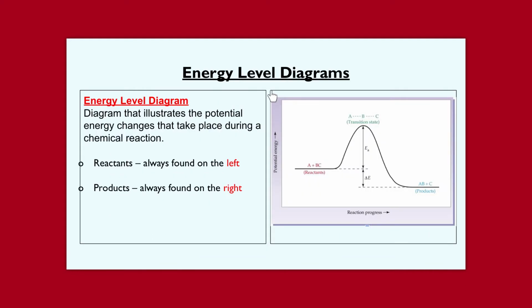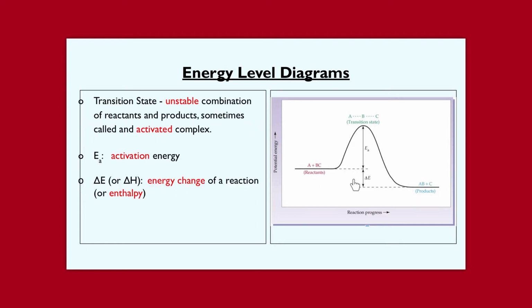An energy level diagram is simply an illustration of these changes in potential energy as we go from reactants to products. The reactants are always found on the left-hand side of the energy level diagram, and the products are always found on the right. This peak right here is called a transition state. Sometimes it's also called an activated complex, and that's where we've got a very unstable intermediate between the reactants and the products. The difference in energy between the reactants and this activated complex right here is called the activation energy.